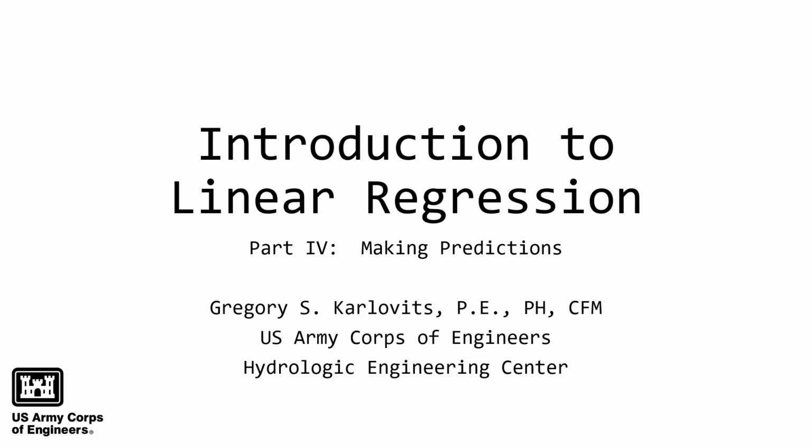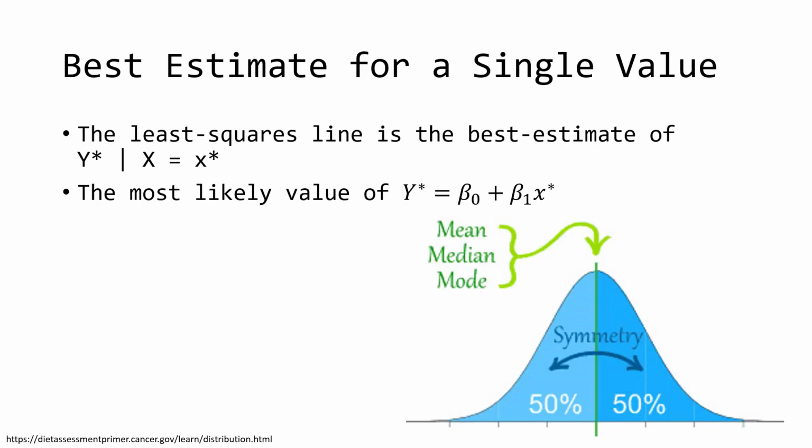This video is part 4 of 4 on the topic of simple linear regression, and we'll discuss making predictions using linear models. Let's get started. Prediction is one of the payoffs for building a regression model. In many applications, the most important value is the best estimate for a new y, labeled y star, given some new value of x, labeled x star.